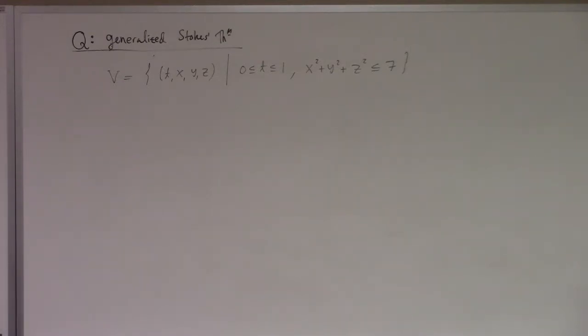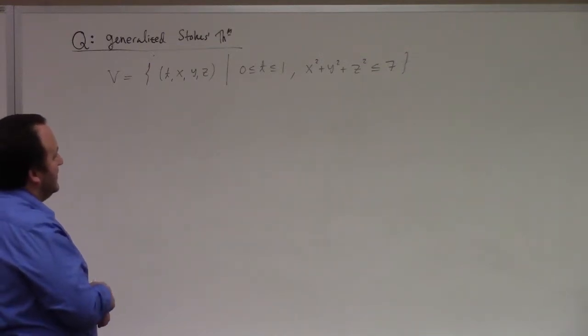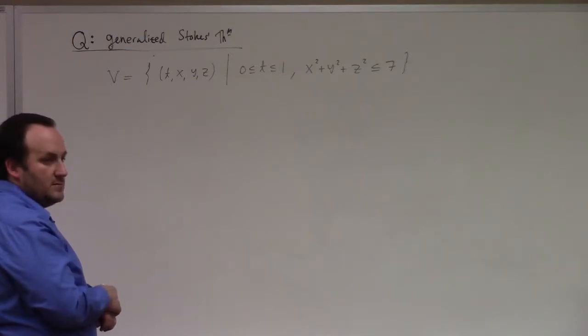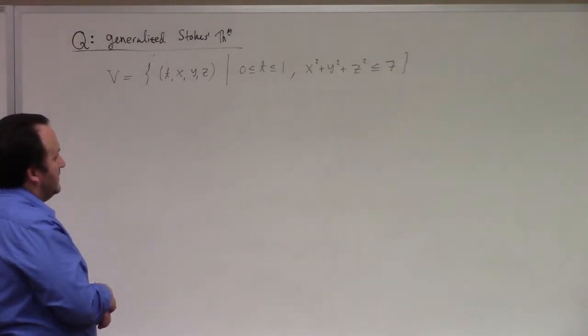This is a three-dimensional manifold in R4. And I could ask you, what's its boundary? I mean, it's not a manifold in the open sense of manifold. This is a closed manifold. So the boundary would be t is 0 or t is 1 or x squared plus y squared plus z squared equals 7. Anything that's in V satisfies bounds. Right.